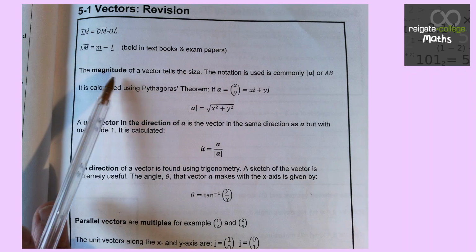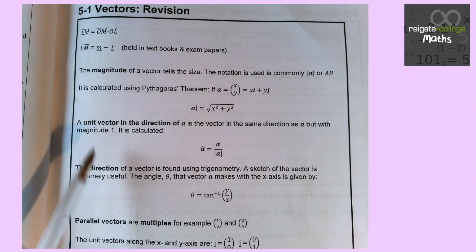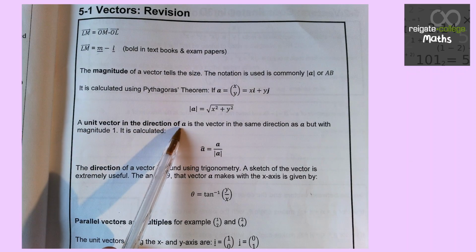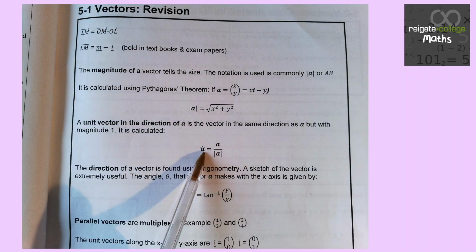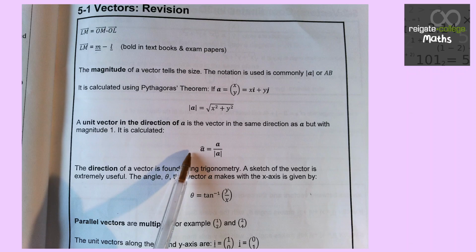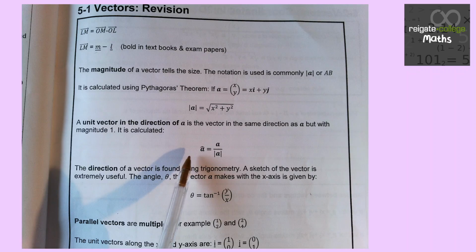The magnitude of a vector tells its size. It's calculated using Pythagoras. A unit vector in the direction of a particular vector is where we take our vector and we divide by its magnitude to get a vector that is 1 unit long. Remember that two parallel vectors have the same direction.